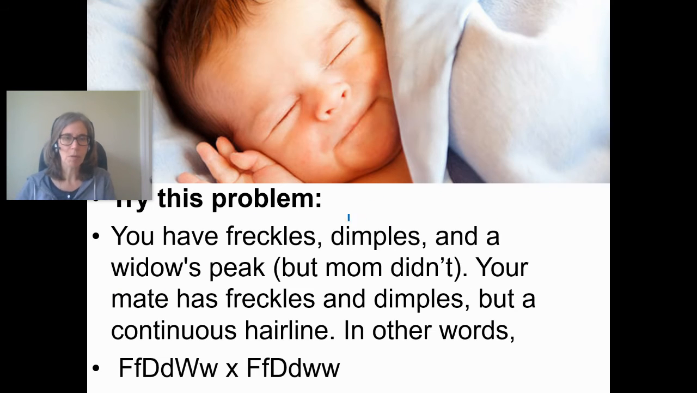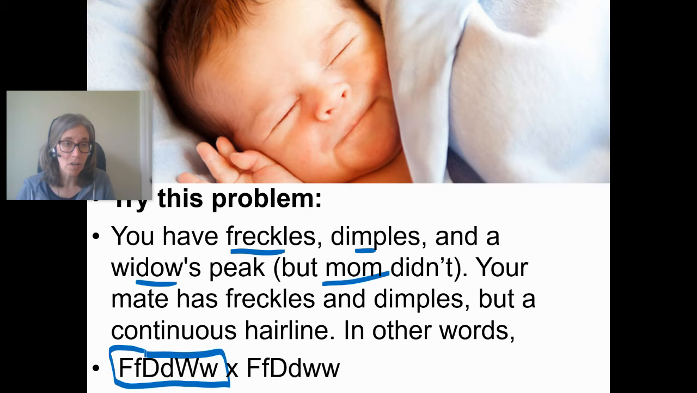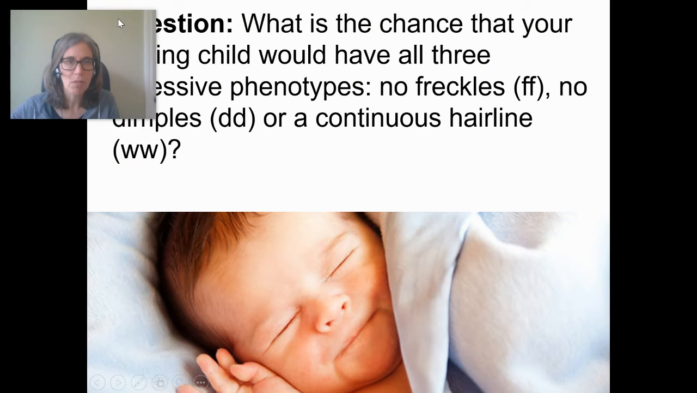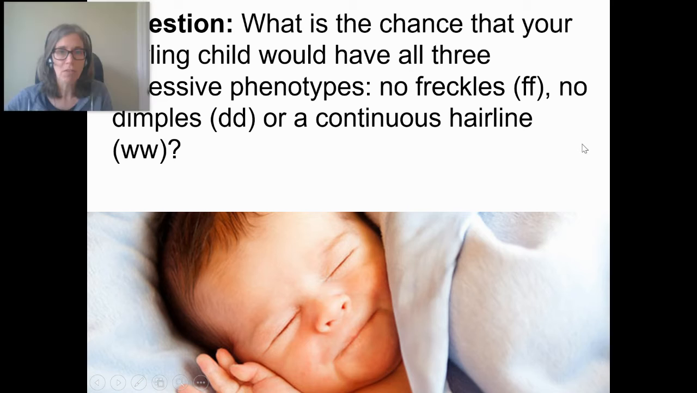Okay, so let's try one more problem. Let's say you have freckles, dimples, and widow's peak, but your mom didn't, which means you're heterozygous for all of them. Let's just assume that freckles, dimples, and widow's peak are dominant. I don't know if they are or not, but let's say this is you, heterozygous for all of these traits. And let's say your mate was like you except had a continuous hairline. So they were heterozygous for the freckles and the dimples, but not for the widow's peak. What are the chances that you would have a cute little baby who's recessive for everything?